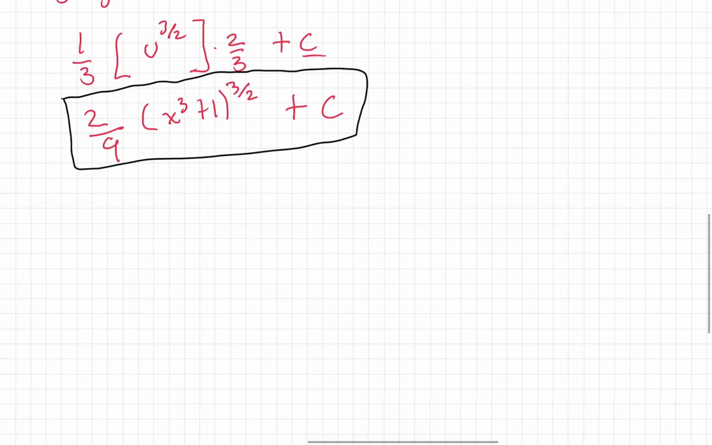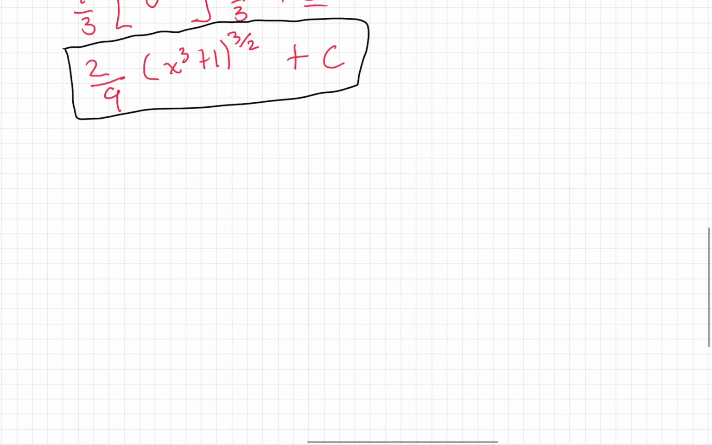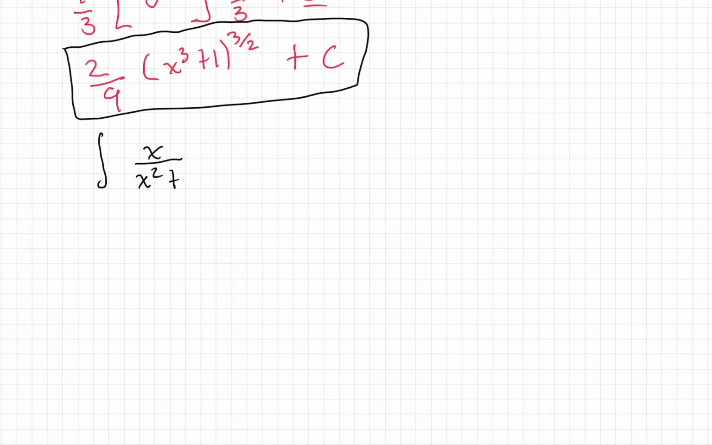Now, if we try a different one, let's go ahead and try the integral of x over x squared plus 1 dx. Okay. So which term do you think would be your u? Well, if you said that x squared plus 1 was u, then you are on the right track. That's because when you take the derivative, you can get rid of this guy. So you have du equals 2x dx.